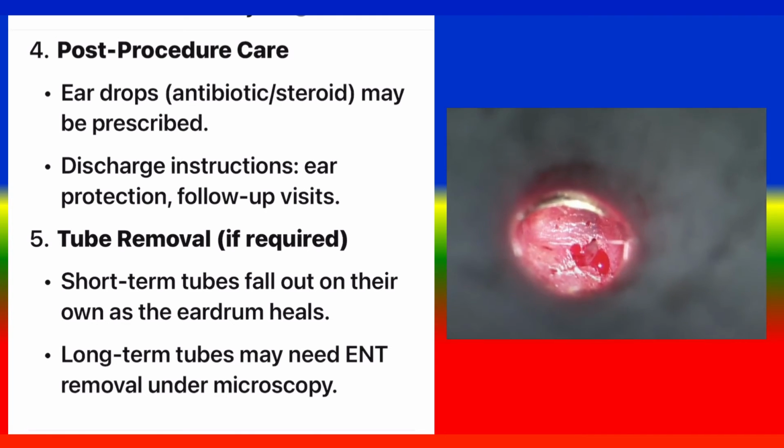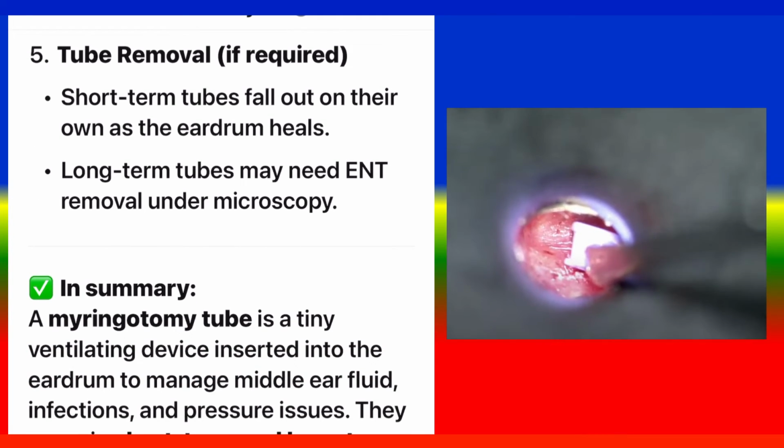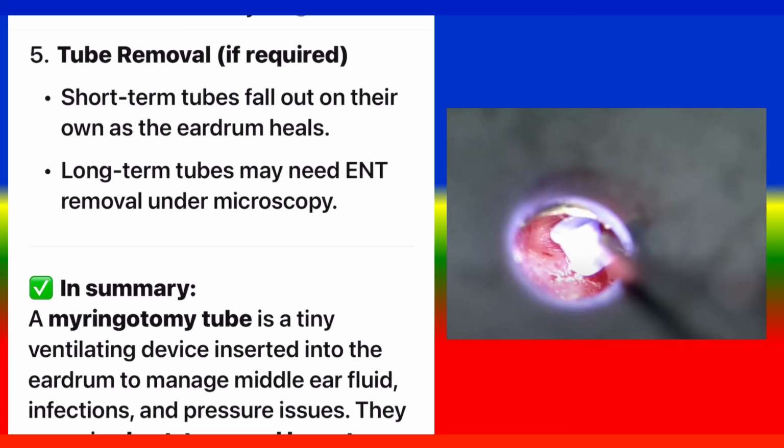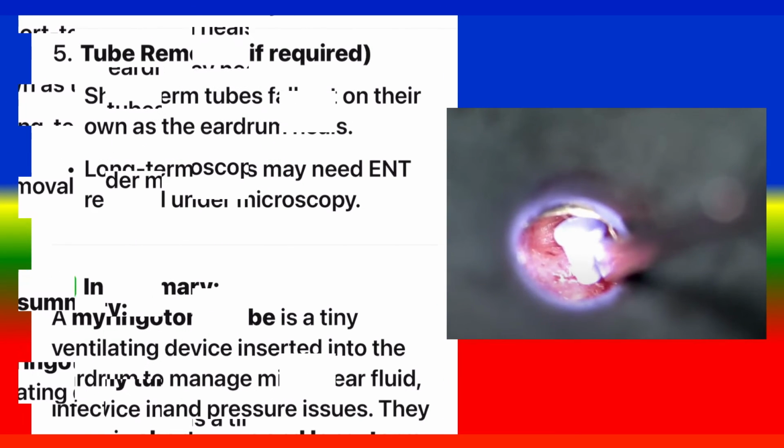5. Tube removal if required. Short-term tubes fall out on their own as the eardrum heals. Long-term tubes may need ENT removal under microscopy.